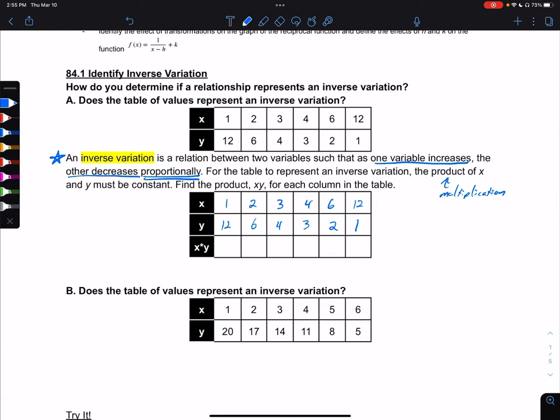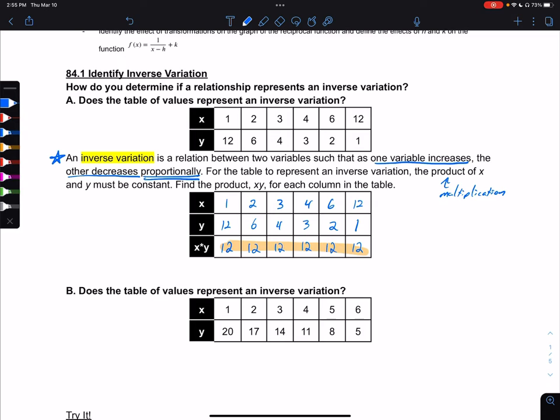So to see if it's inverse variation, you're going to multiply x times y. So you do 1 times 12, which is 12. 2 times 6, 3 times 4, 4 times 3, 6 times 2, and 12 times 1. Notice that all of them come out to be 12.